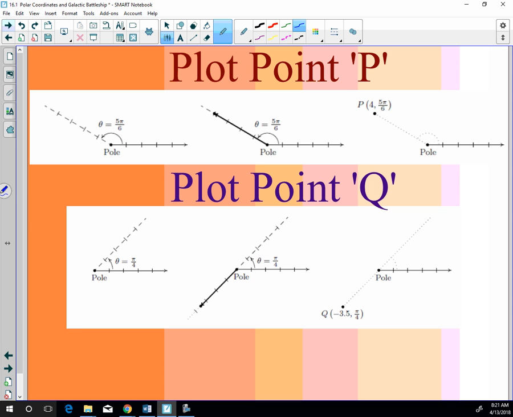So let's say you had a point, and we're going to look at this point out here, 4 comma 5 pi over 6. So we go out 1, 2, 3, 4. There's my 4. And then this angle is 5 pi over 6. So what I like to do is the angle first. Sweep out 5 pi over 6, and then go out 1, 2, 3, 4. You can do it any way you want, but that's a way to do it.